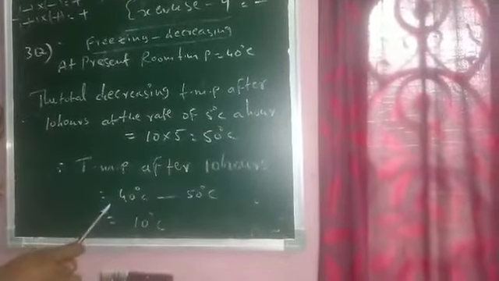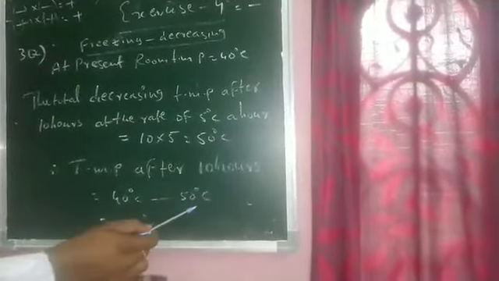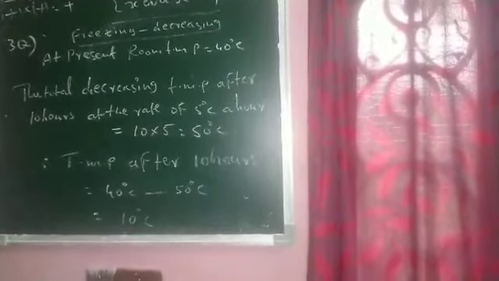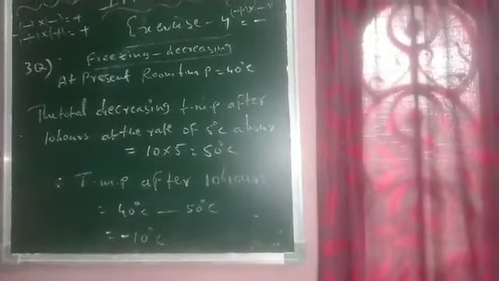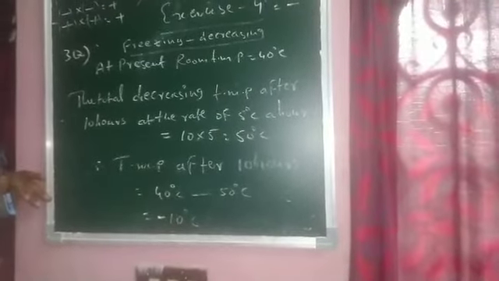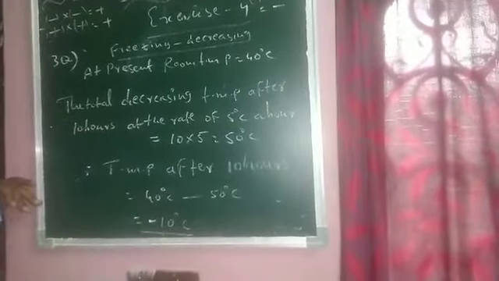The temperature after 10 hours means the room temperature of 40 degrees minus the decrease of 50 degrees centigrade. When you subtract, you will get minus 10 degrees centigrade. After 10 hours, the room temperature is minus 10 degrees centigrade.